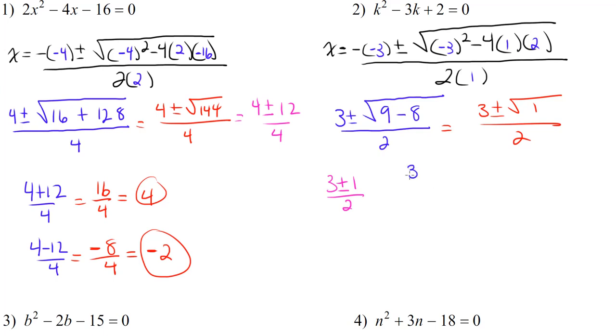So we have here 3 plus 1 over 2 and 3 minus 1 over 2. 3 plus 1 is 4. And 4 divided by 2 is 2. It's one of our solutions. And here 3 minus 1 is 2. And 2 divided by 2 is 1. That's the other one of our solutions.